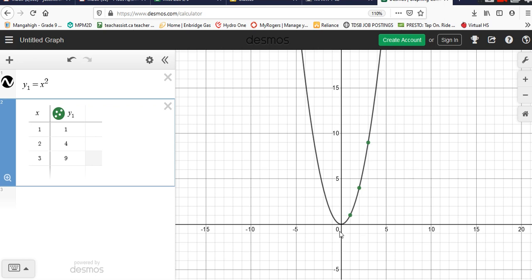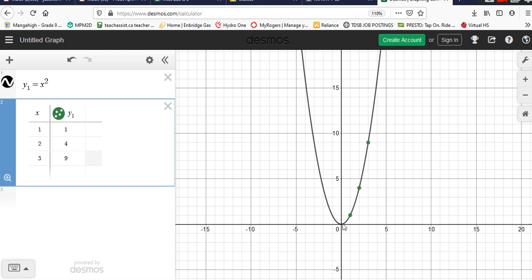Now, because it's symmetric, I don't need to check the other side, but let's check it anyway to be safe. 1 over, up 1, 1 over, up 3, 1 over, up 5. Okay, so it is symmetric. We can assume that it's going to be the same on both sides.